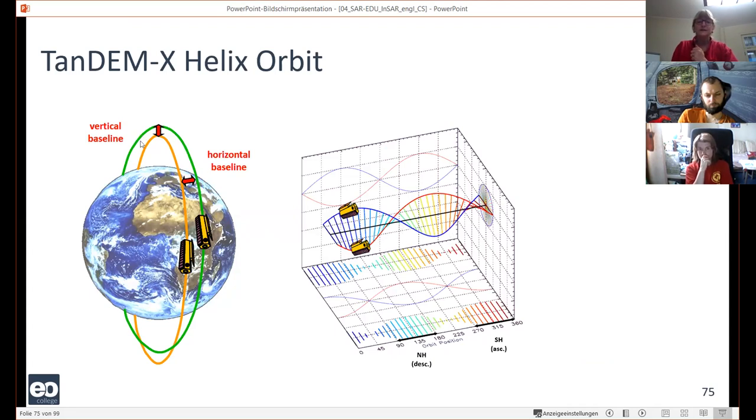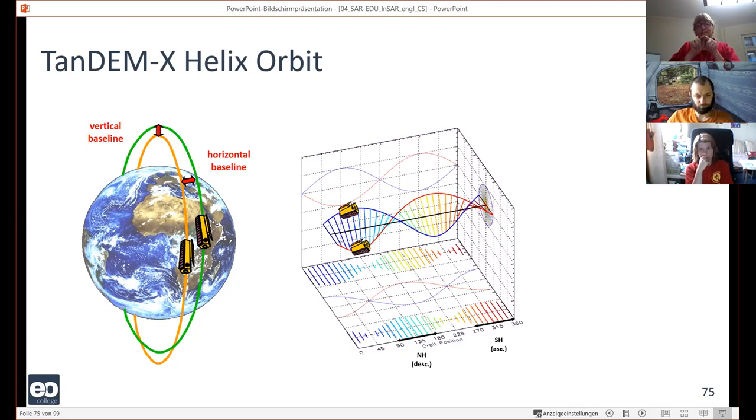So you see here, there is always the optimal baseline kept, either in a vertical or here in a horizontal distance. And now you cannot have two rings. You have to have these orbits turning around each other, because two rings would be sometimes too close to each other or too far from each other. So these two satellites really dance in orbit. They dance around each other.